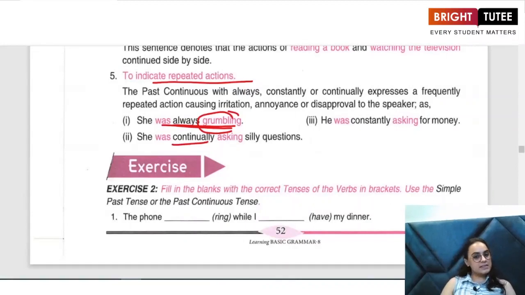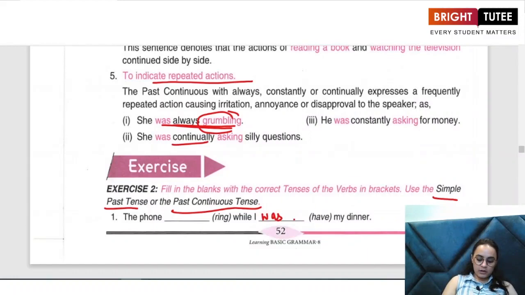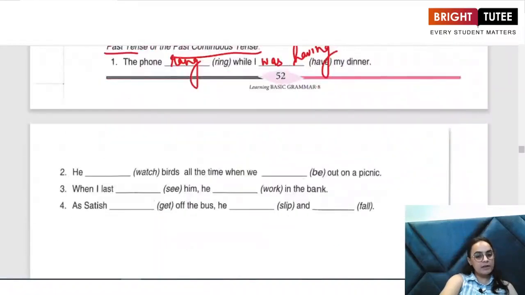Let us do the exercise given below. Fill in the blanks with the correct usage of the word given in the bracket. You can use either the simple past tense or past continuous tense. Now, the phone dash while I was having my dinner. This type of sentence we have just learned. The action which is in progression is written in continuous tense and the other action is written in past tense. So the phone rang while I was having my dinner.